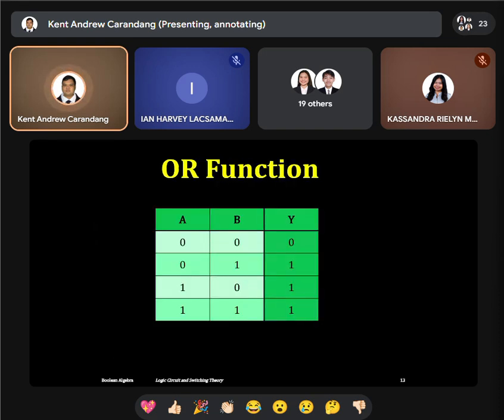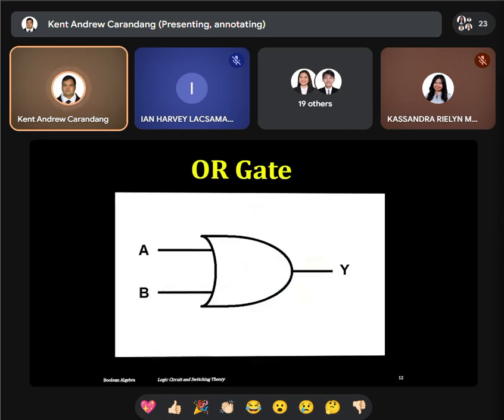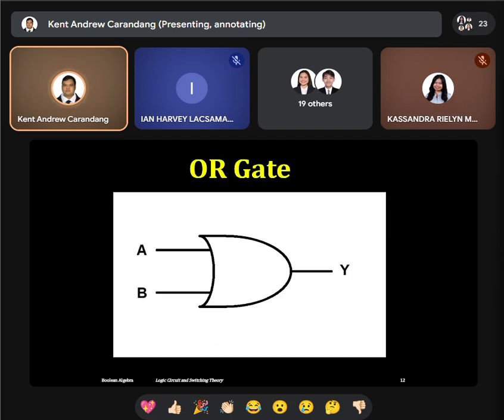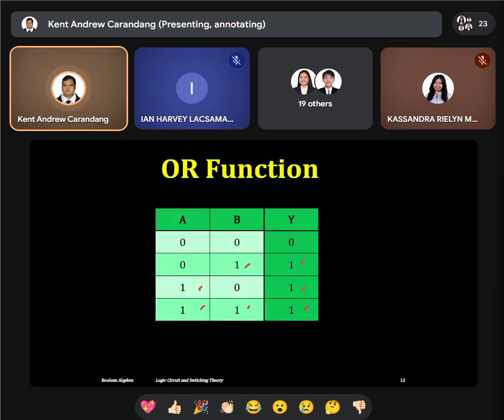Next is the OR function. Just remember for OR, if there is one input, the output is already high. This is the definition for this one: output is high if any input is high. So if there is a 1 in the input, the output is also 1, or high.